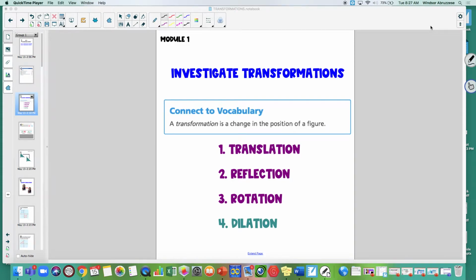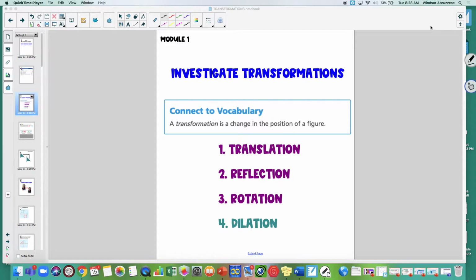Hi everyone. Today's lesson is on transformations. We're going to be starting to talk about the 4 different types of transformations. And a transformation is a change in the position of a figure. You might have heard of the word transformation in your everyday life, right?